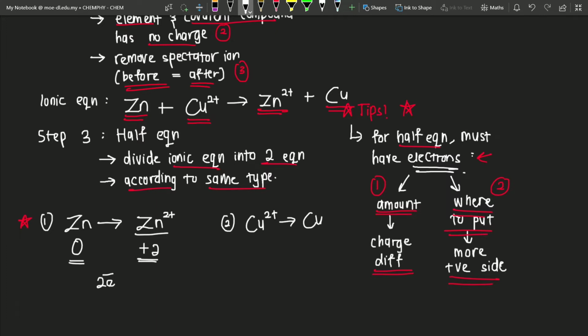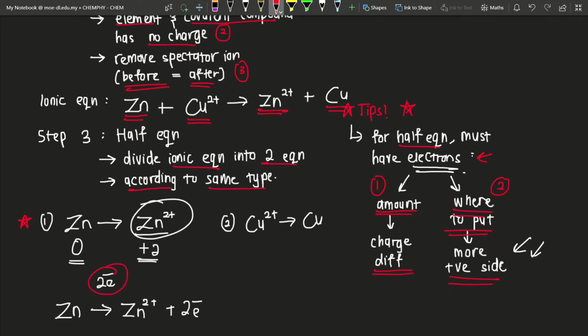So where to put these 2 electron? You guys will put it on more positive side, which is beside this one. So our final half equation will be Zn arrow Zn2 plus 2 electron. You guys need 2 electron because the difference in charge before and after is 2. And then you guys will put these 2 electron at the more positive side, which is beside zinc 2 plus ion. Next, our second half equation is Cu2 plus that will become Cu.